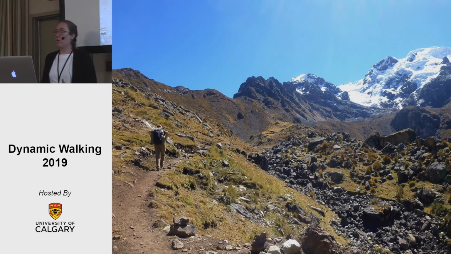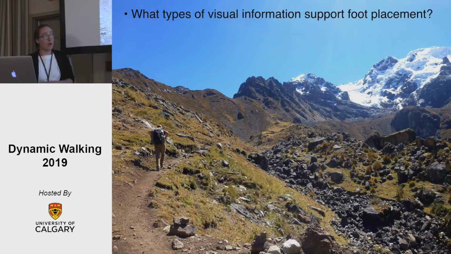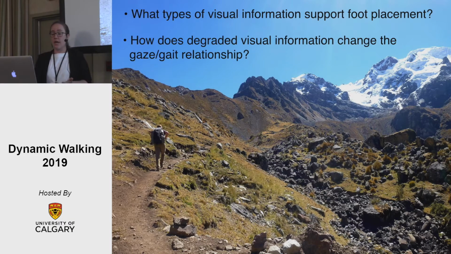Okay, so we know that when humans walk over more complex terrains like this, we direct our gaze to gather visual information about the upcoming terrain in order to guide foot placement. And this leads to a couple of important questions. First, what kinds of visual information support foot placement? And how does degraded visual information, like might be encountered with certain visual disorders, change the relationship between gaze and gait?